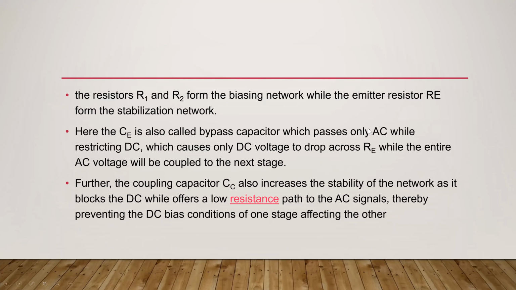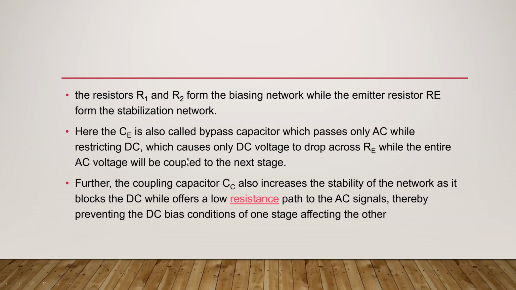Now let us see here. The resistors R1, R2 form the biasing network, while the emitter resistor forms the stability network. We have already seen that. Here CE is also a bypass capacitor which passes only AC while restricting DC. The AC signal will pass through this, thereby the negative feedback is reduced. Since negative feedback is reduced, the overall gain of the circuit will be more, while only DC voltage drops across RE, and the entire AC signal will be coupled to the input. That is, it reduces the negative feedback for the AC signal.